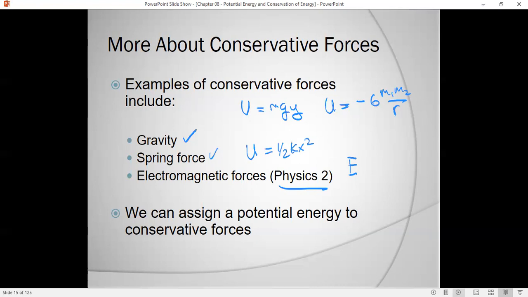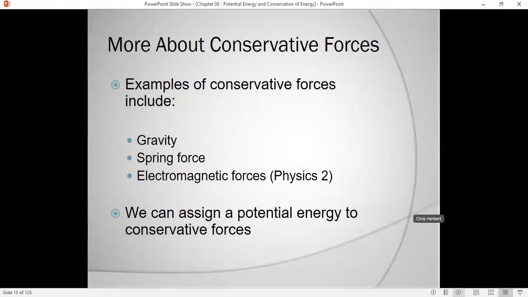We get the same thing for the electric force. The electric force is equal to K Q1 Q2 over R squared. So when we write a potential energy for it, it has a very similar form to what we saw for the gravitational potential energy. Okay, so basic fact here. We can assign a potential energy to any conservative force. For this course, mainly the ones that you're going to be dealing with is potential energy due to gravity near the surface of the Earth and the potential energy of a spring.